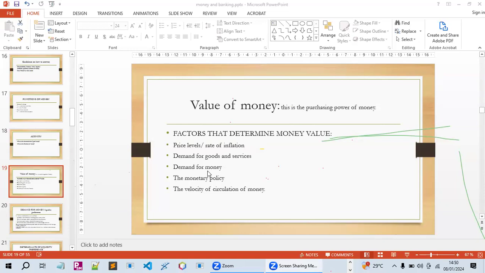And then also, we want you to repeat the explanation for demand for money.